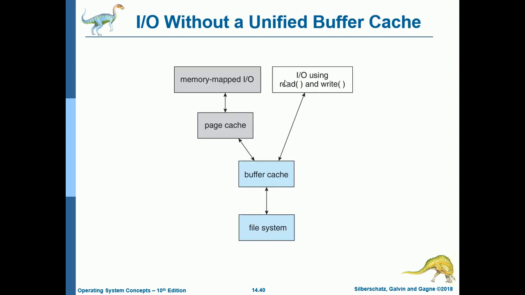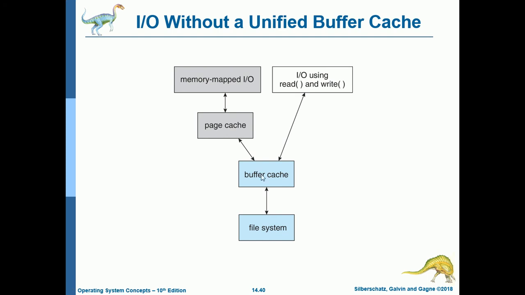So we have an illustration of I/O without a unified buffer cache. With this illustration, are we facing a problem here? Actually, the read and write system calls go through the buffer cache. So this is the buffer cache. The memory mapping call, however, requires using two caches, the page cache and the buffer cache. The memory mapping call, which is used by memory mapped I/O, uses the page cache and buffer cache.